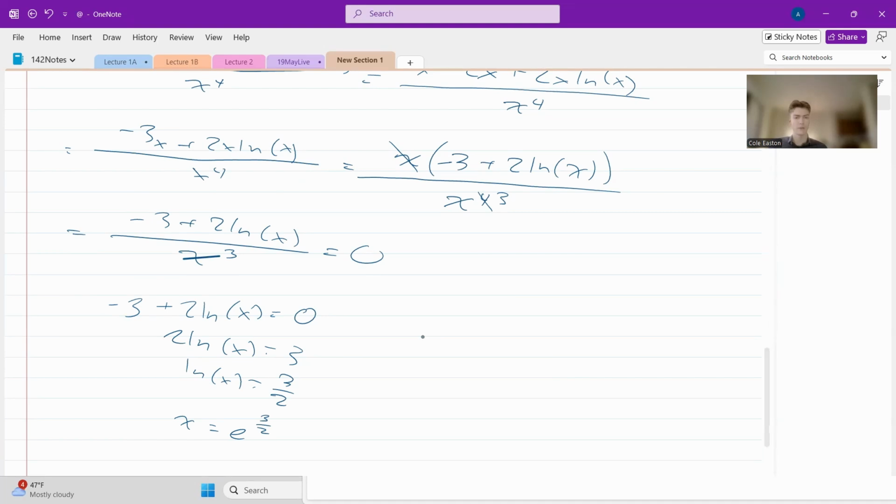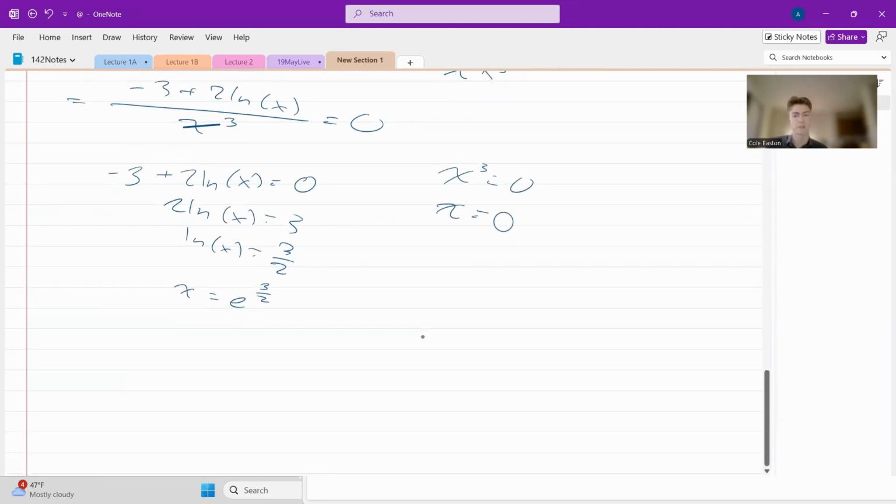And then the other thing is if the denominator is 0, we have x cubed equals 0. And so x equals 0. And we kind of saw before that that's probably not going to help us too much because the left side of that is nothing anyway. So let's draw our number line here.